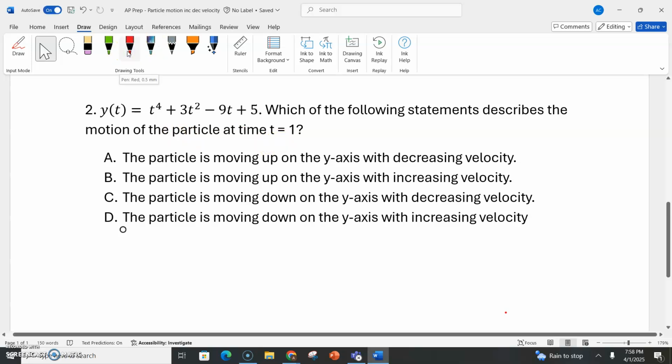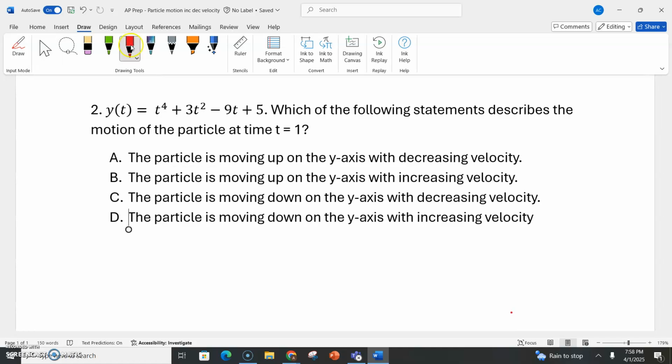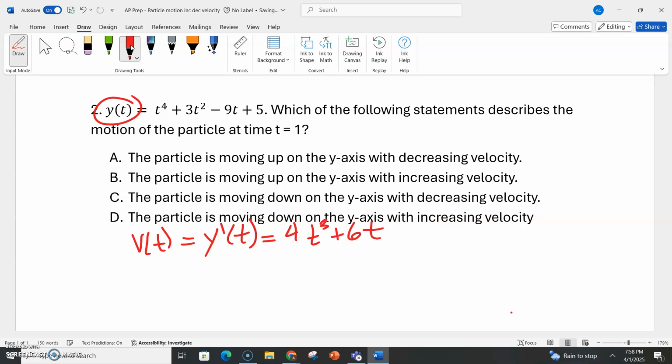All right, just like before, we are going to start by recognizing that a particle moving left or right is determined by velocity. We currently have the position. We know that v of t, the velocity, is going to be in this case y prime of t, which gives us 4t cubed plus 6t minus 9.